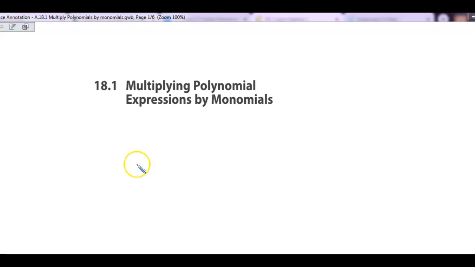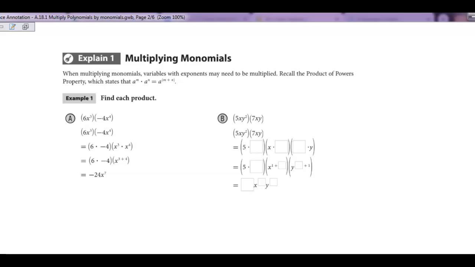Hello, today we're going to multiply polynomial expressions by monomials. Remember, polynomials can be anywhere from a monomial to a five-term combination, and a monomial can only have one term. So when we're multiplying monomials, the variables with exponents may need to be multiplied. Remember the product of powers property, which states that a variable to a power times the same variable to another power, you just add the powers, okay?